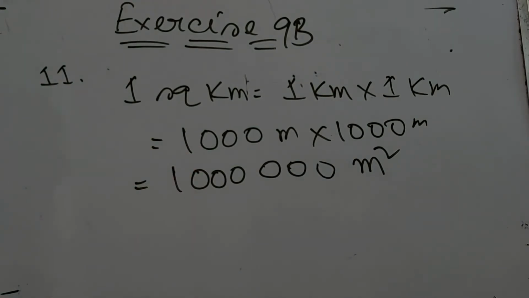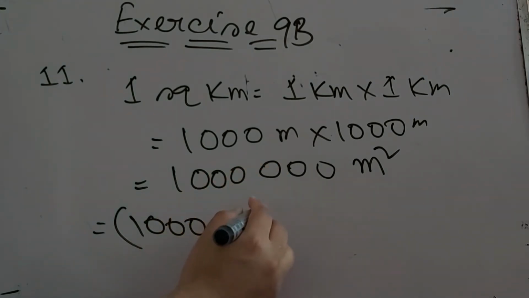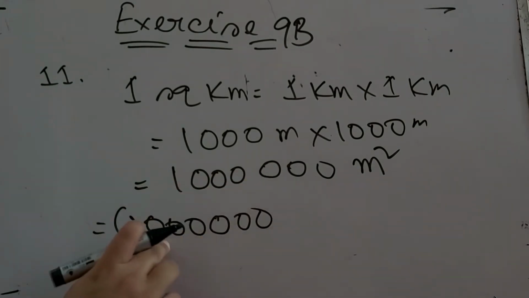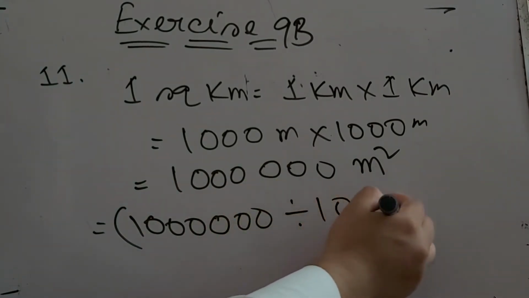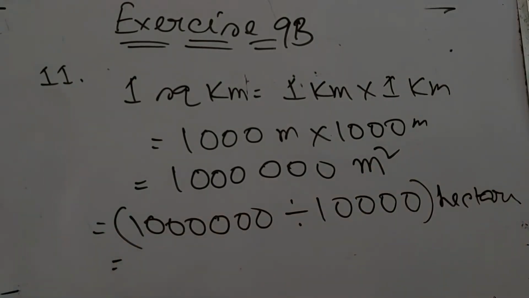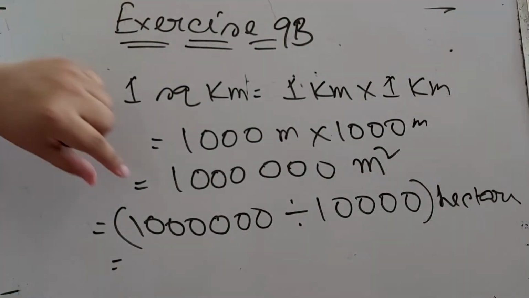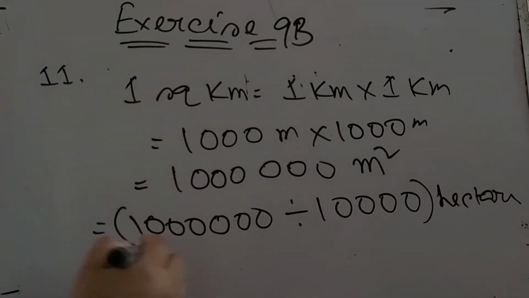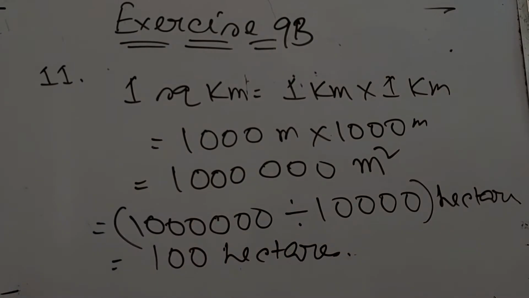We already know that 10,000 square meter equals 1 hectare. That means we have to divide this number by 10,000. So 1,000,000 divided by 10,000 is in hectares. In that way we can solve this type of problem very easily. We cut the zeros, and there will be only 100. So 100 hectares will be the answer of number 11. Very easy problem.